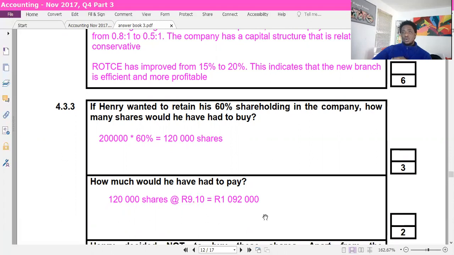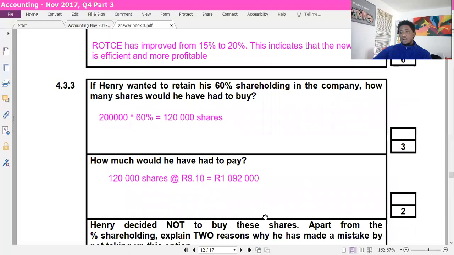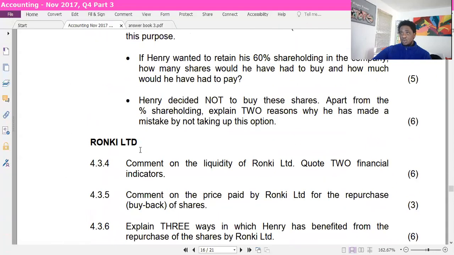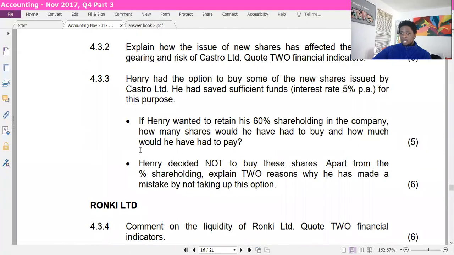So that is quite a straightforward question, easy marks right there. Make sure you get it when you're in the final exam. And then the second part to question 4.3, they say Henry decided not to buy these shares. Apart from the percentage shareholding, explain 2 reasons why he has made a mistake by not taking this option.